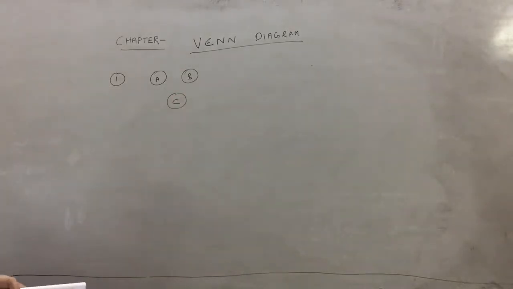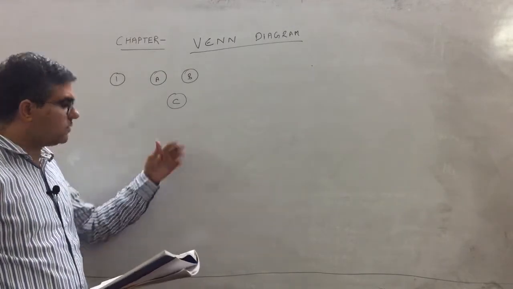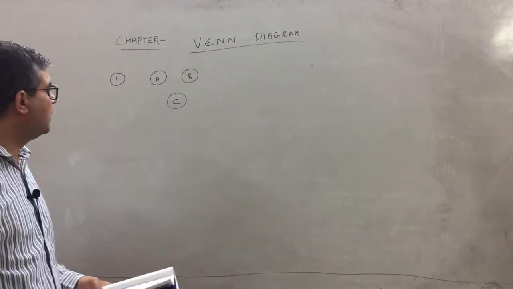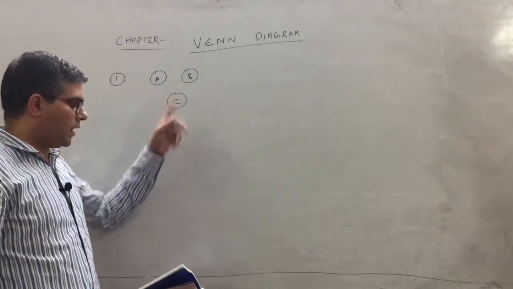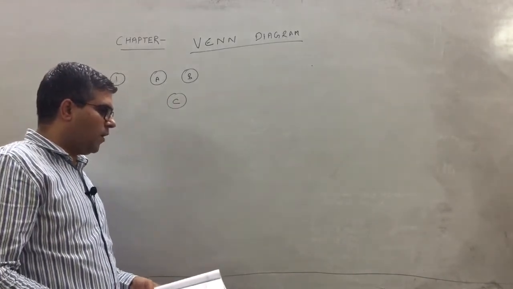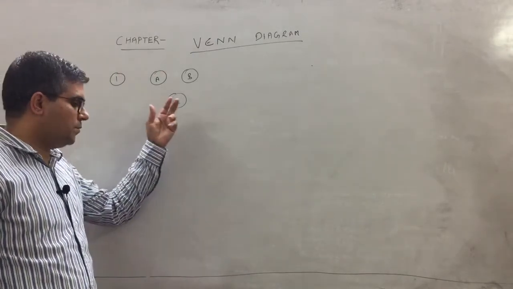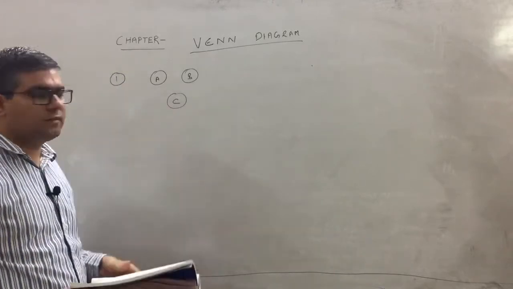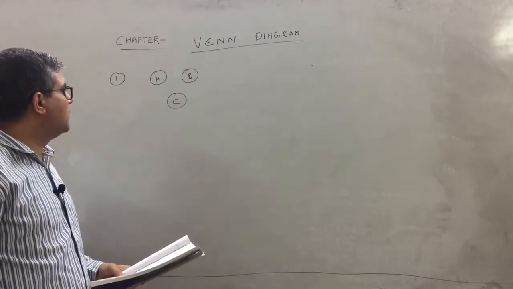As the shapes defined, these are all different items. A may belong to doctors, B belongs to engineers, C belongs to lawyers, so all different professions. A doctor cannot be an engineer, so all are different items. Or you can say A is vegetables, B is fruits, C is pulses. So everything you can consider is different.